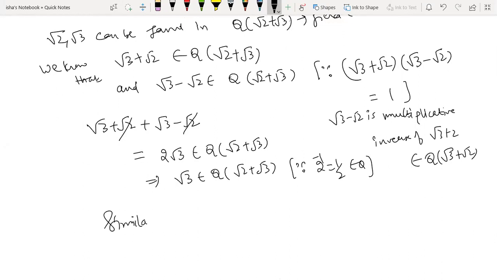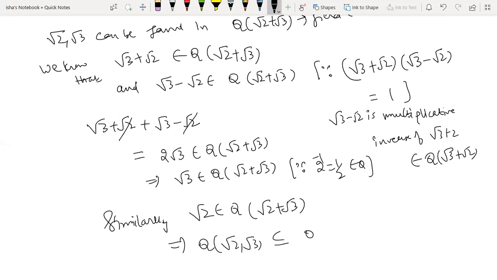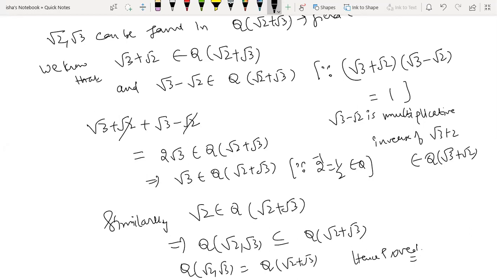Similarly, it can be easily shown that square root 2 can also be generated from root 2 plus root 3. It implies Q(root 2, root 3) is contained in Q(root 2 plus root 3). So hence proved. We had to prove equality. So one-sided inclusion we have proved in the first part, and the second-sided inclusion has been proved now. So they both are equal.